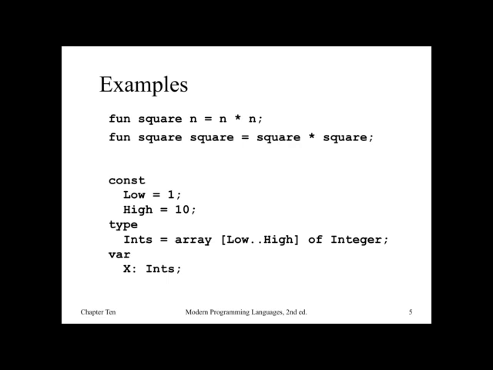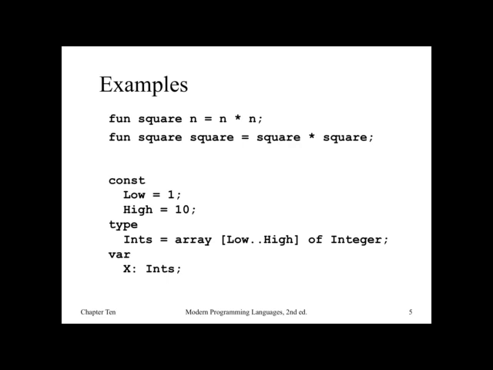Here's another example. This is from Pascal, where I've got constants like low and high. I've got a type that I declare called ints. And I've got a variable called x of type ints. Well, first of all, these are within the same scope in Pascal.